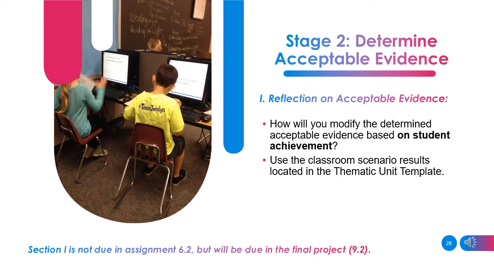This is Section I, Reflection on Acceptable Evidence. And remember that this is not due in 6.2, but will be due in the final project. You are to answer this question in Section I. How will you modify the determined acceptable evidence based on student achievement? And once again, like in Stage 1, you are to use the classroom scenario results located in the thematic unit template.